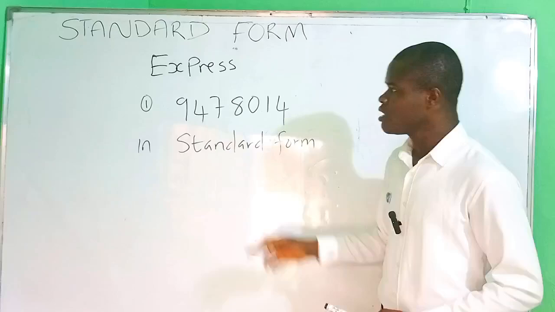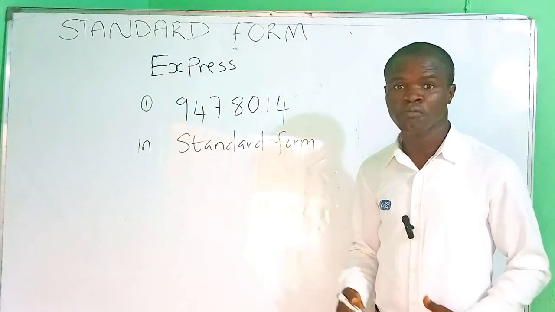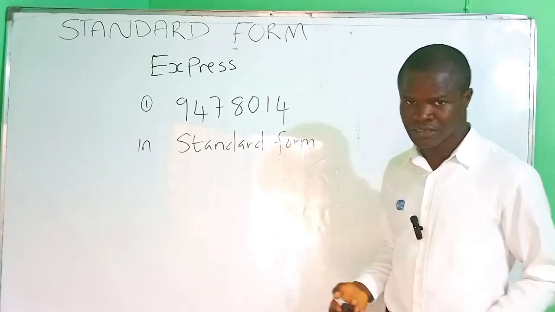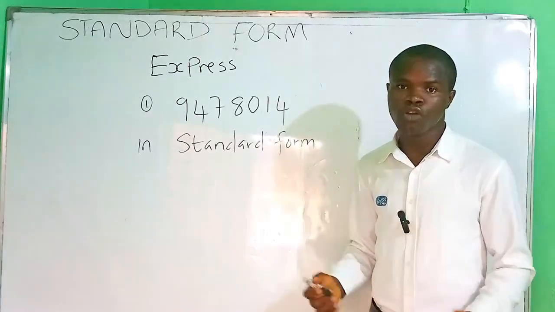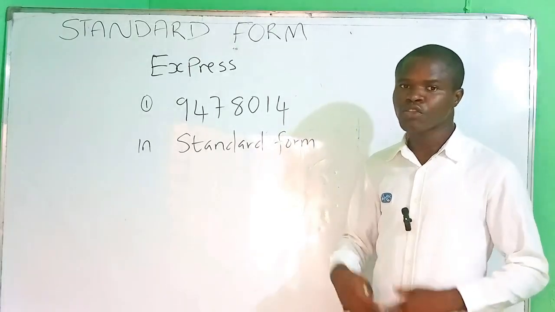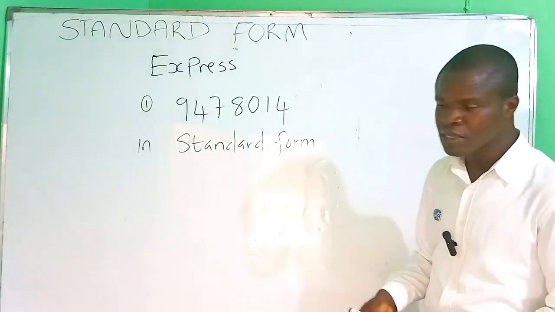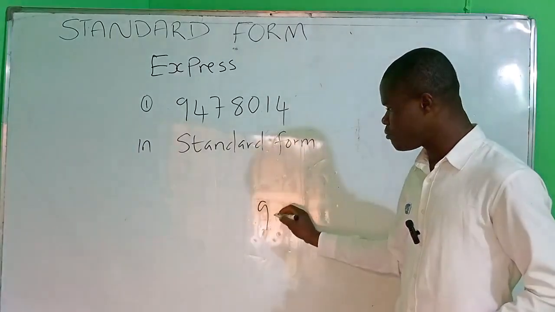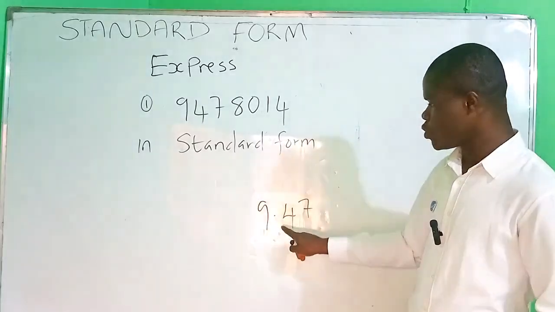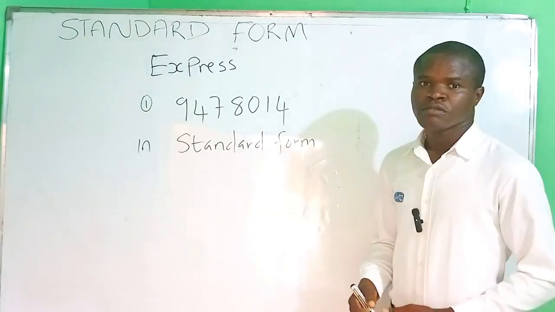So let's take examples. When expressing your number in standard form, always ensure to leave your answer in 2 decimal places. Although it is not wrong if it is more or less than 2 decimal places, when you are not instructed, you just leave your answer in 2 decimal places. What we mean by 2 decimal places is, let's say, 9.47, something like this. After the decimal point, you have 2 digits. That is what we mean by 2 decimal places.